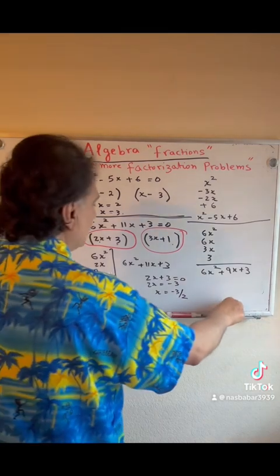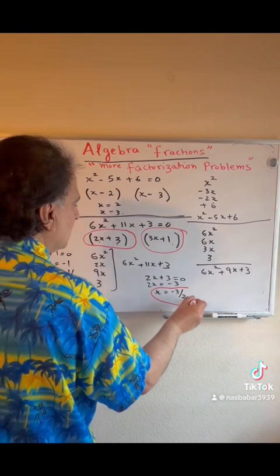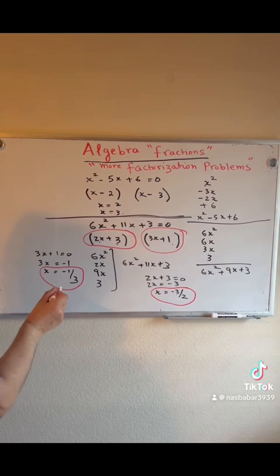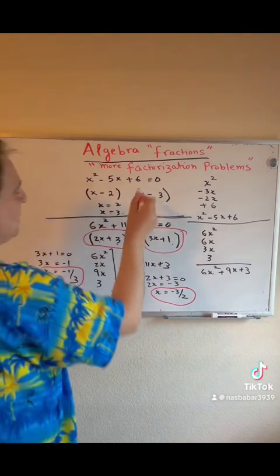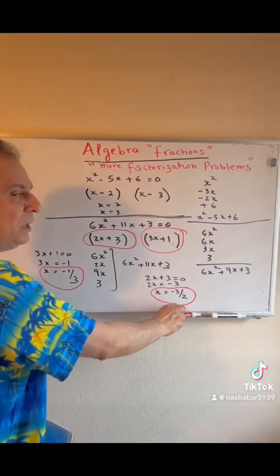So there you go. The answers are fractions, which is fine. This right here is an answer, and this right here is an answer. If you plug these values into this equation, you should get 0, and you will get 0. But go ahead and test it.